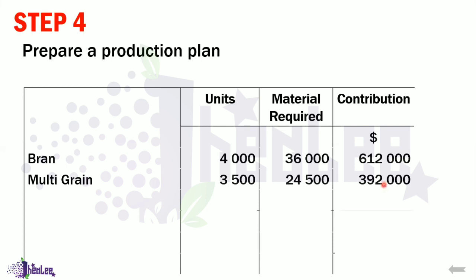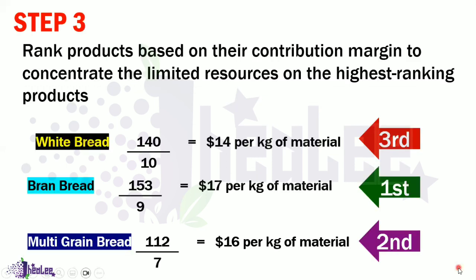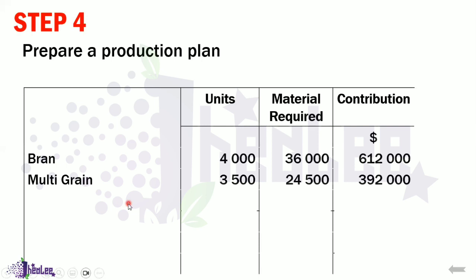All right, so now that we have calculated the contribution margin that the business will generate from producing the 3,500 multigrain bread, we are now going to move into the next item that will fall in the ranking for production, and that is the white bread. Let's make a note that we are onto the white bread. So we're entering that in our production plan.